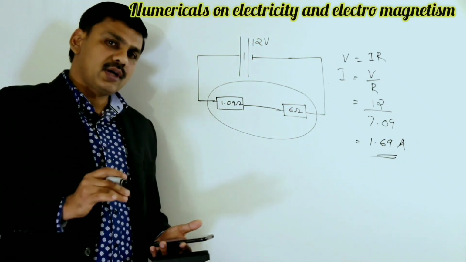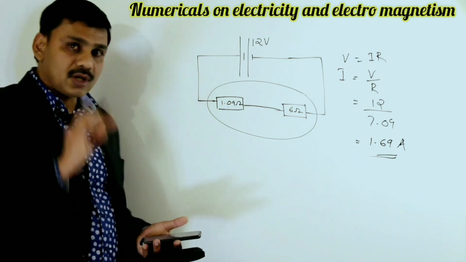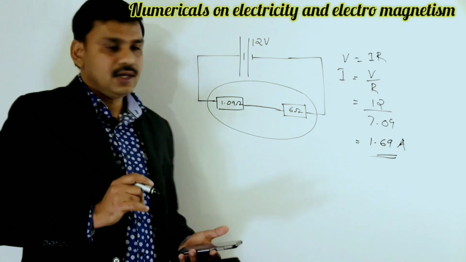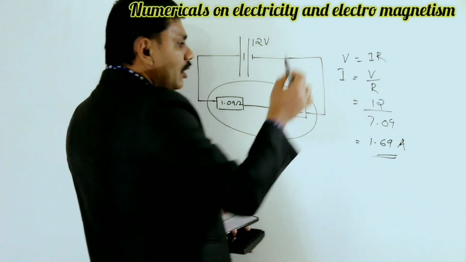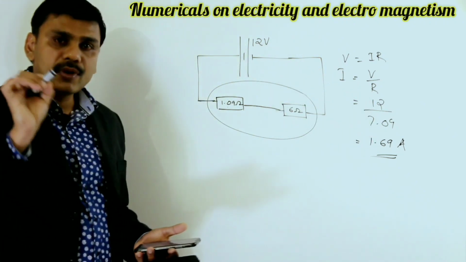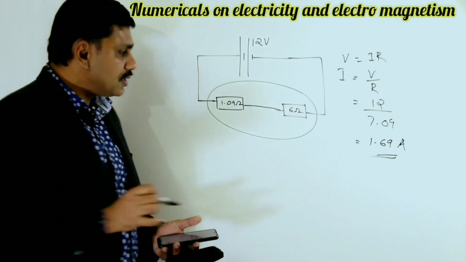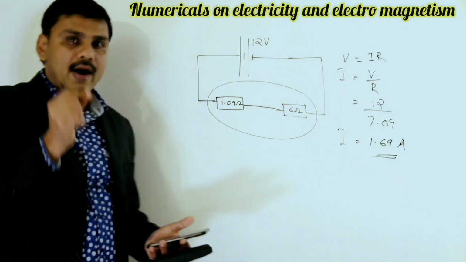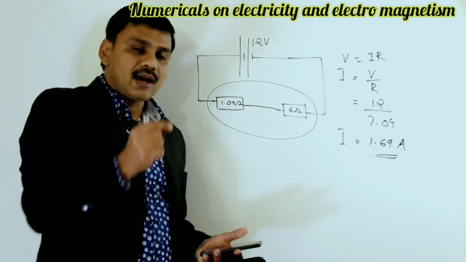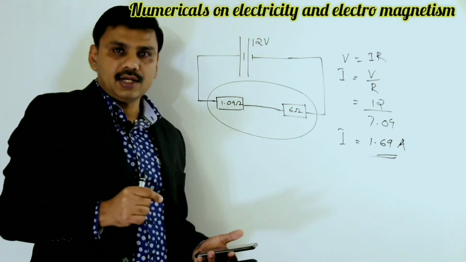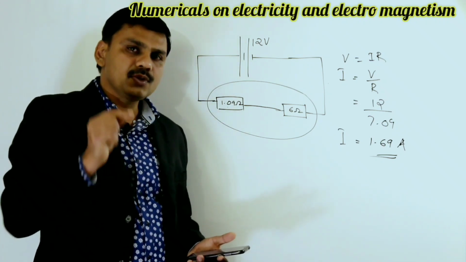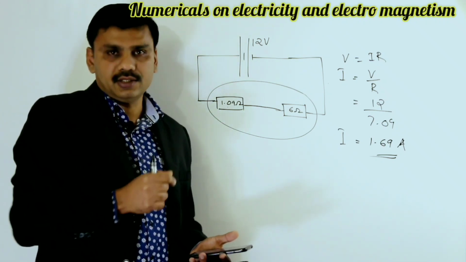So how will you get the total current? Total current equals total voltage in the circuit divided by total resistance in the circuit. So total voltage is 12 and the total resistance is 7.09. So this is the total current in the circuit. When you calculate a quantity, you must write down the equation for that. You will get 1 mark for that. So don't forget to write the equation for that quantity.